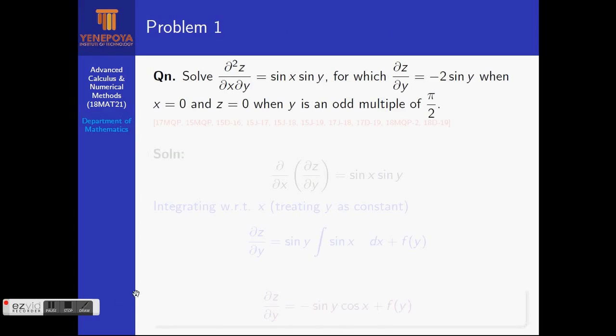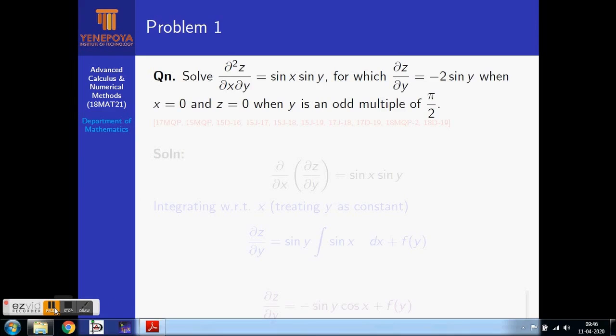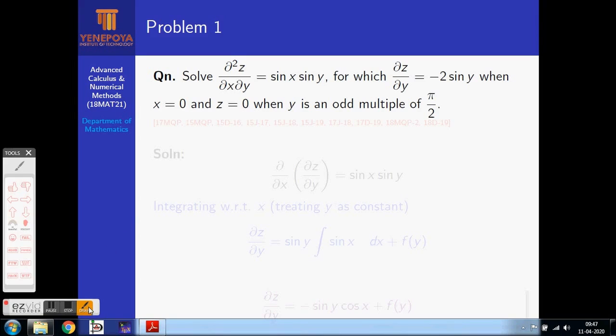Let's see the first problem. ∂²z/∂x∂y = sin x sin y, for which ∂z/∂y = -2 sin y when x = 0, and z = 0 when y is an odd multiple of π/2.